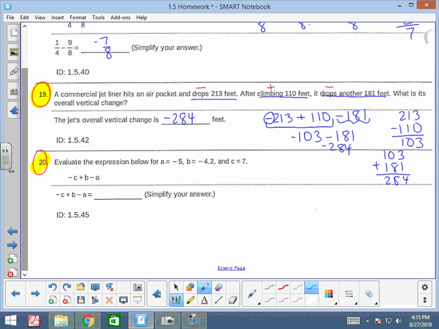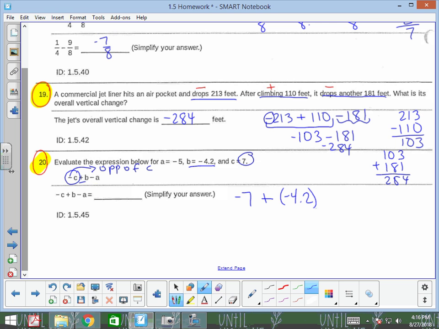All right, so notice the ones that are highlighted. Remember to show your work on those, and I'm trying to show you examples of how to do that. All right, so this one says negative C. That minus sign in front of C means the opposite of whatever C is. So C is 7. So that'll be negative 7 plus B. B is negative 4.2 and then minus A. So that's minus negative 5. So I want you to show me what numbers you're plugging in for A, B, and C in the correct order.